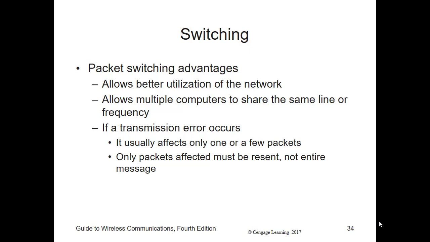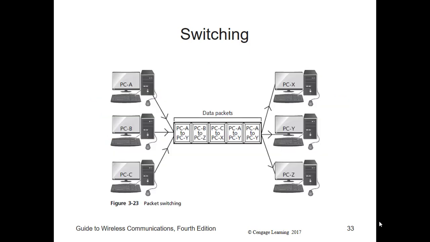Okay? So instead of using circuit switching for data networks, we use something called packet switching. Packet switching requires that data transmission be broken into small units called packets. Now, each packet is then sent independently through the network to reach a specific destination device based on an address contained in the packet.